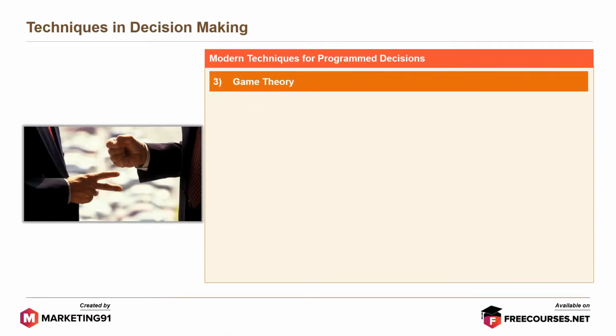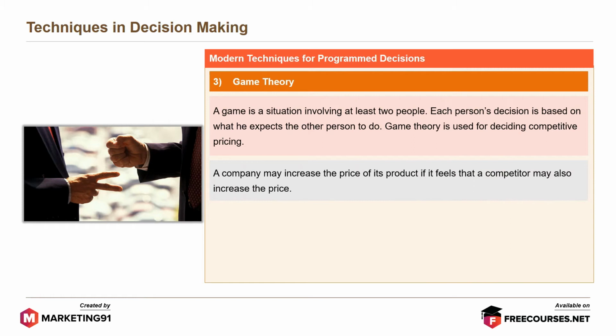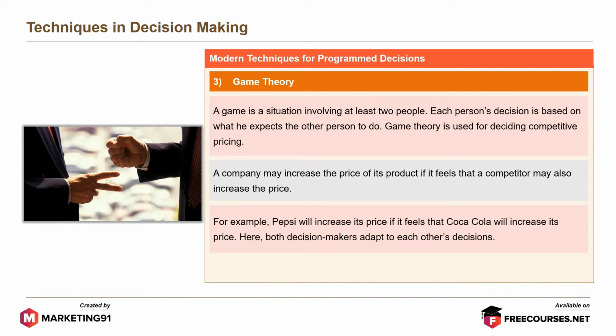Game theory. A game is a situation involving at least two people. Each person's decision is based on what he expects the other person to do. Game theory is used for deciding competitive pricing. A company may increase the price of its product if it feels that a competitor may also increase the price. For example, Pepsi will increase its price if it feels that Coca-Cola will increase its price. Here, both decision makers adapt to each other's decisions.